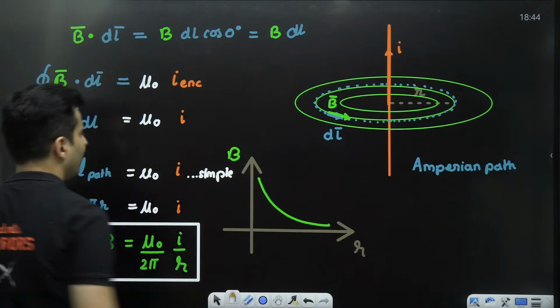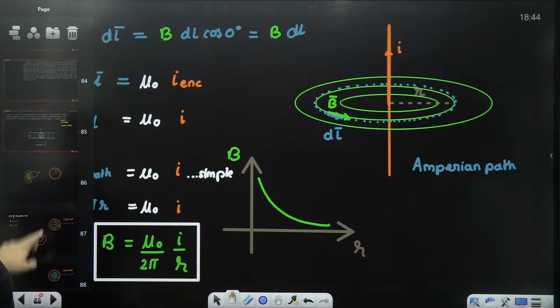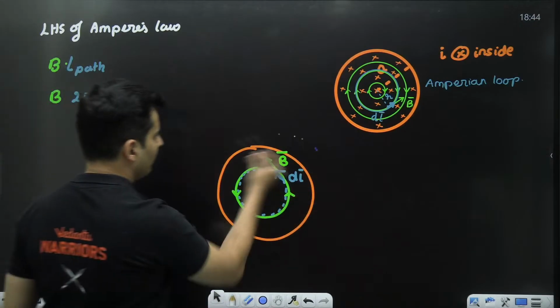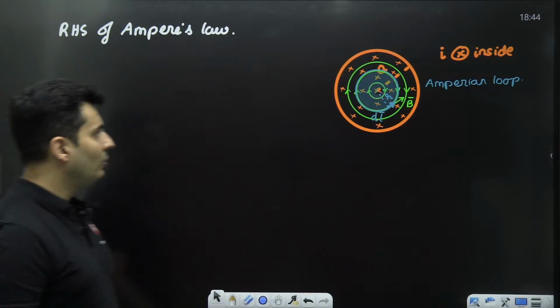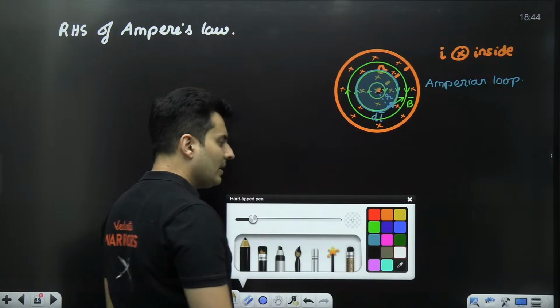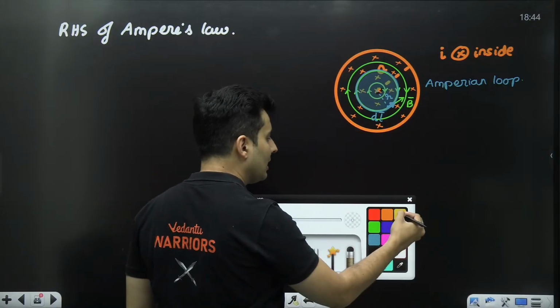This is your simplified equation. Cool till this point? Krishna, is it clear? Okay. Now coming back to the right hand side, what is the enclosed current? It is clearly mentioned that the current is distributed equally.